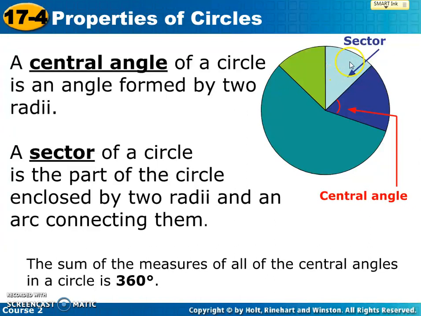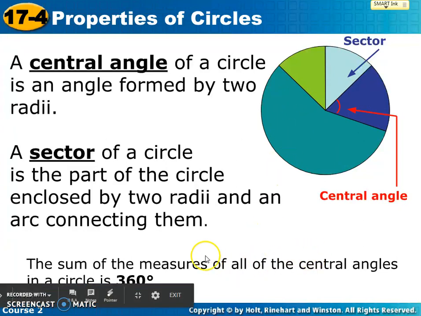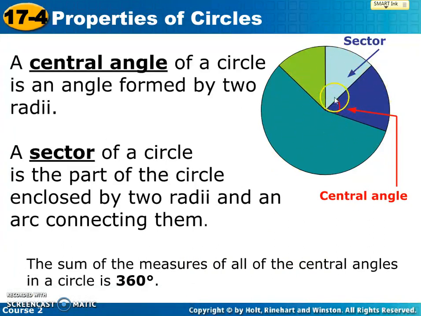Anyway, the sector is one of those sections. So in this diagram here, we actually have 4 sectors that are basically cut out of a circle. The sum of the measures of all of these central angles in a circle is 360 degrees, because we know that a circle is 360 degrees, and so all of these angles measure up to be 360 degrees.